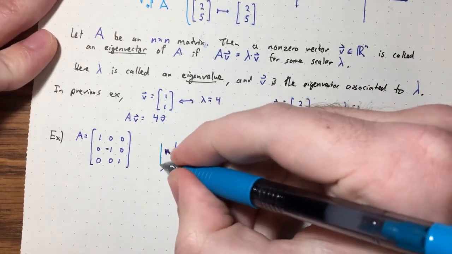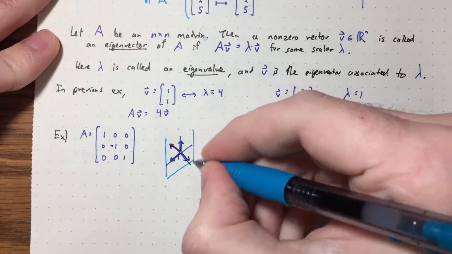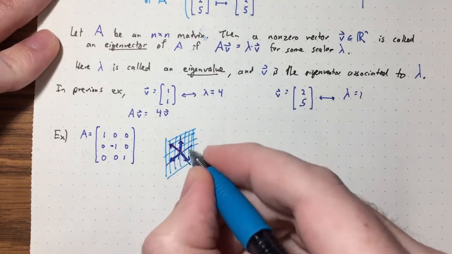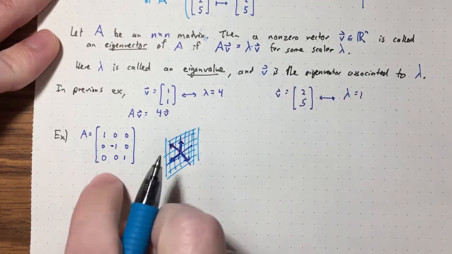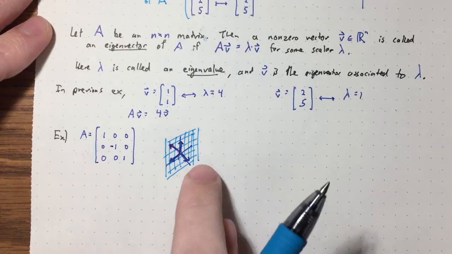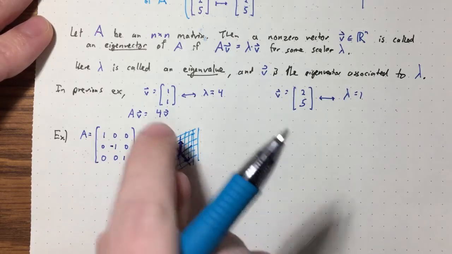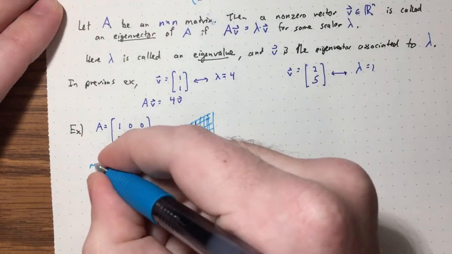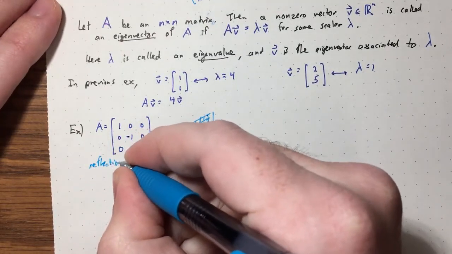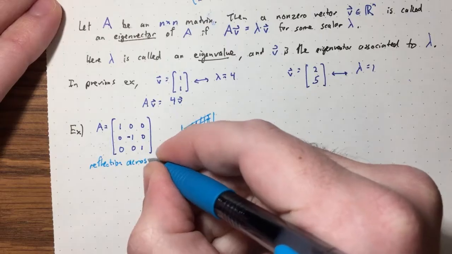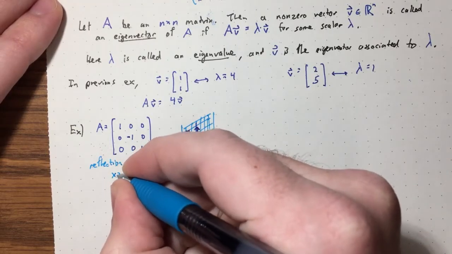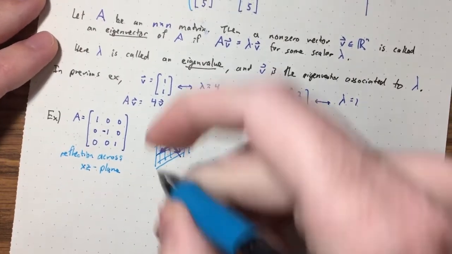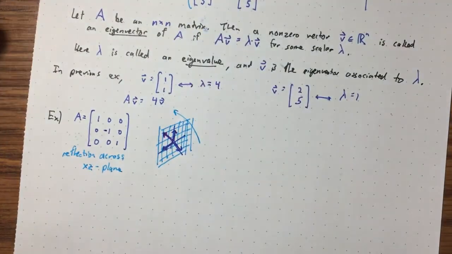Well, it's a reflection, right? It's a reflection across the xz plane. So here's the plane that I'm reflecting across. Because anything in the xz plane will just get sent to itself. But then 0, 1, 0 is getting sent to 0, minus 1, 0. So this is a reflection across the xz plane, in 3 dimensions.